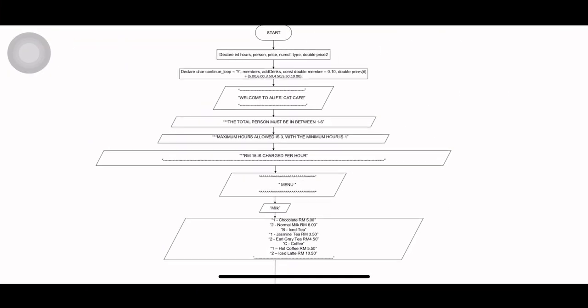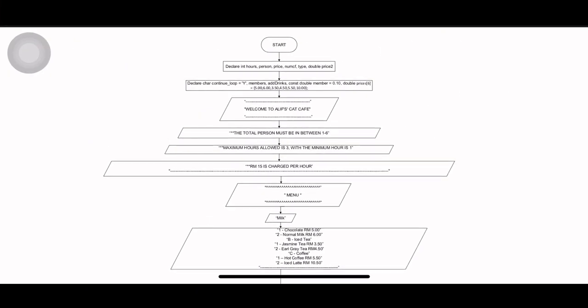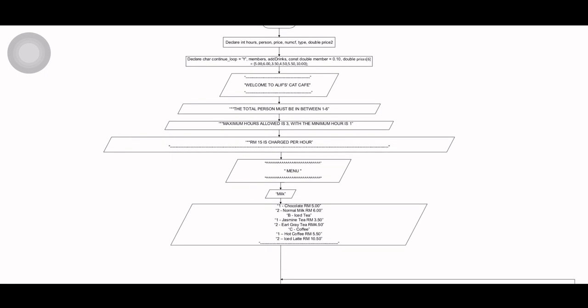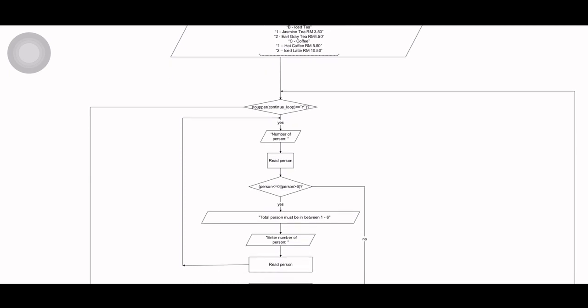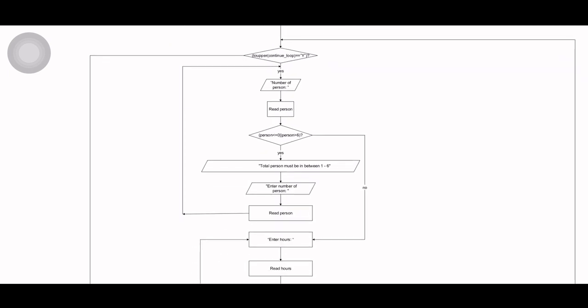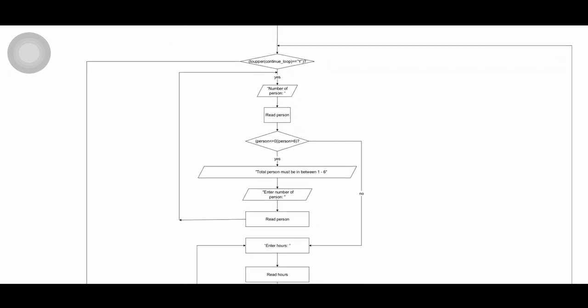Moving on to flowchart. We start off by declaring all the variables, array, and constant by displaying the cafe name and menu. After that, I will go to the first selection, which is if continued loop equals to y. Only the first number selection will always be equals to y. If no, that will end.